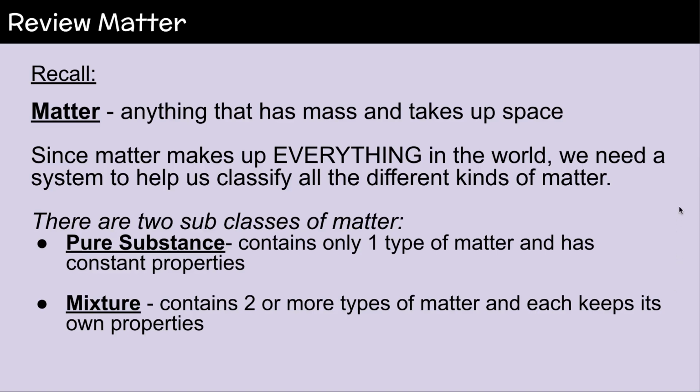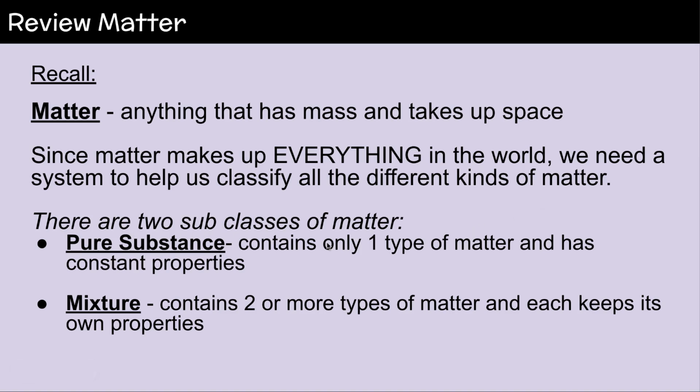So let's review what we learned about matter the other day in class. Just recall the definition of matter. This is anything that has mass and takes up space. And since matter makes up every single thing on Earth, we need a decent system that's going to help us group or classify all of the different kinds of matter that exist. We have one grouping because we organize matter based on state. So we'll talk about it in terms of solid, liquid, gas, but we even need a better organizational system than just the three states of matter.